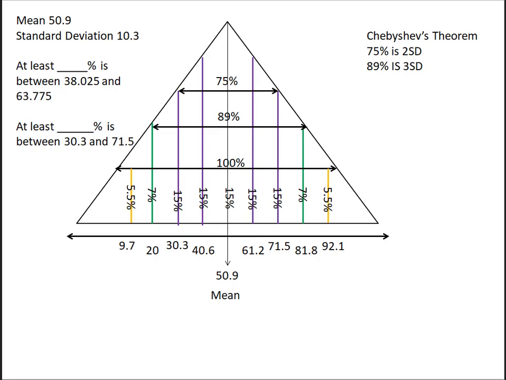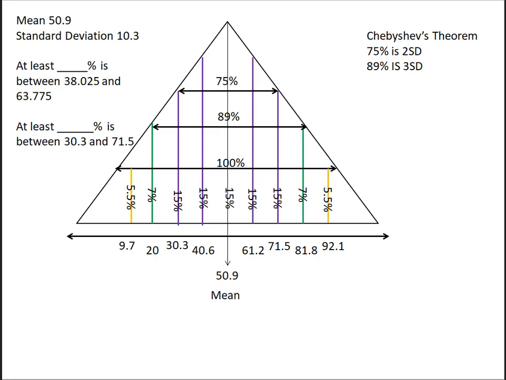We're going to go to the left. From the mean, the middle, which is 50.9, we're going to subtract 10.3, which gives you 40.6. Subtract 10.3 from 40.6, it gives you 30.3. Minus 10.3 gives you 20. Minus 10.3 gives you 9.7. We have our data to the left, our data to the right. We are ready to answer the question that is given.